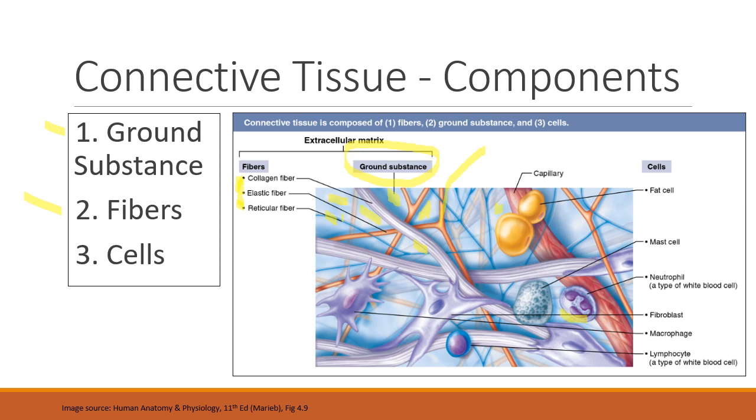And then you have various cells within the connective tissue. So here's an example of a fat cell. Something called a mast cell, a neutrophil, which is a type of white blood cell, something called a fibroblast, a macrophage, another white blood cell called a lymphocyte. And so that's kind of the main components of this connective tissue.